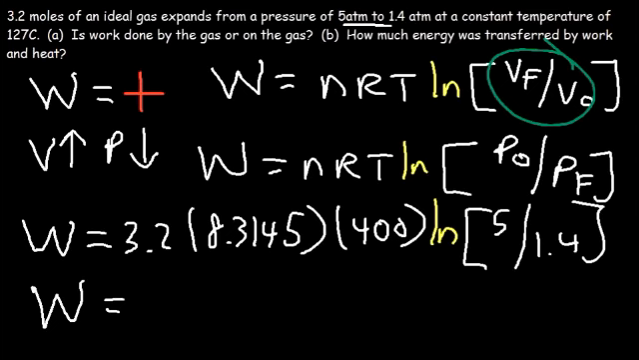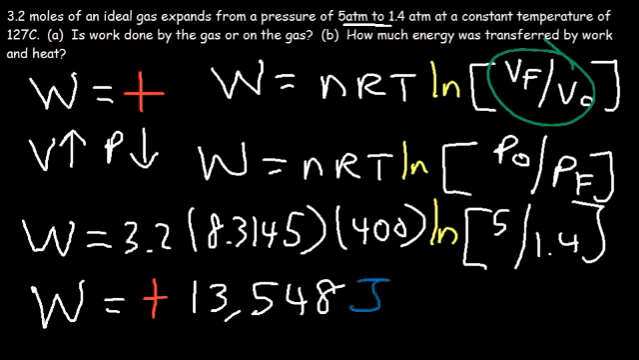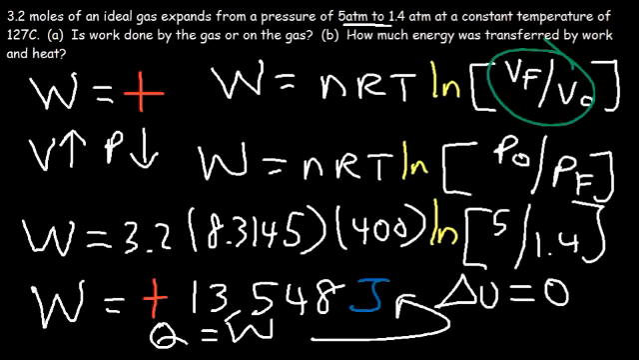So the answer to this problem is positive 13,548 joules. Now, as you mentioned before, for an isothermal process, delta U is equal to 0, and Q is equal to W. So therefore, the system absorbed 13,548 joules of heat energy, and at the same time, it used that energy to perform 13,548 joules of work. So the energy that entered the system as heat left it by means of mechanical work.